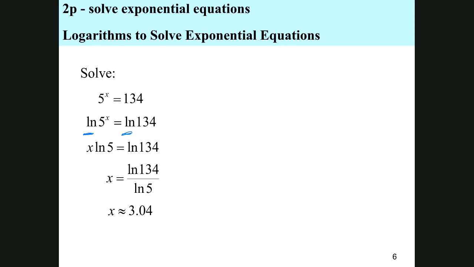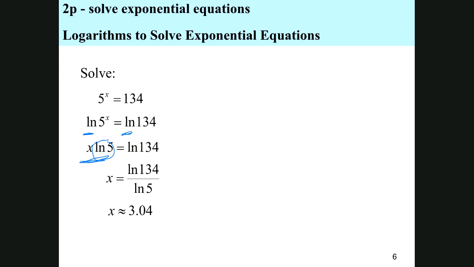Then we'll use the power rule to move the x out front of the natural log of 5. And so we have x natural log of 5 equals natural log of 134. Well, here is just where we need to cling to the fact that the natural log of 5 is just a number. This is exactly the same type of algebraic equation as if we had 3x equals 9, right?